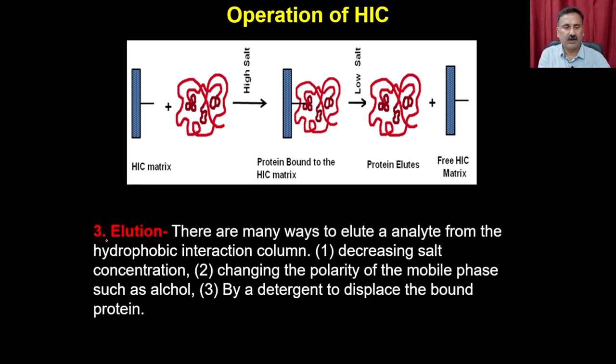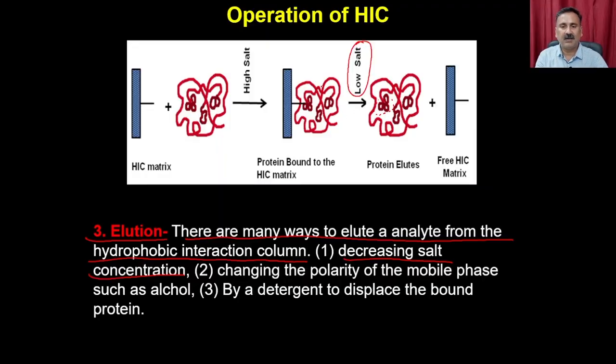Now in the second step, you are going to do the washing, right? In the third step, you are going to do the elution. There are many ways to elute an analyte from the hydrophobic interaction chromatography. You can decrease the salt concentration. If you decrease the salt concentration, it is going to bring the hydration shell back. And once it brings the hydration shell back, all these hydrophobic patches are going to be covered by water molecules, and as a result, the protein will not be able to interact with the HIC matrix, and it is going to come out into the solution.